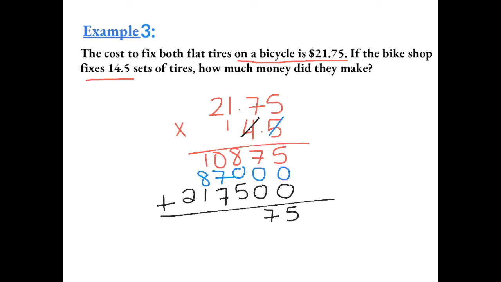8 plus 5 gives us 13. 7 plus 7 gives us 14. Plus 1 more is 15. Now we have 8, 9, 10, 11. 2 plus 1 is 3.